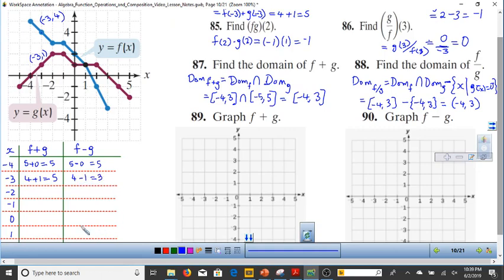Then f of -2 is 3, and g of -2 is 2. So f plus g is 3 plus 2, which is still 5 here. And 3 minus 2 is 1. Then f of -1 is 3, and g of -1 is 2.